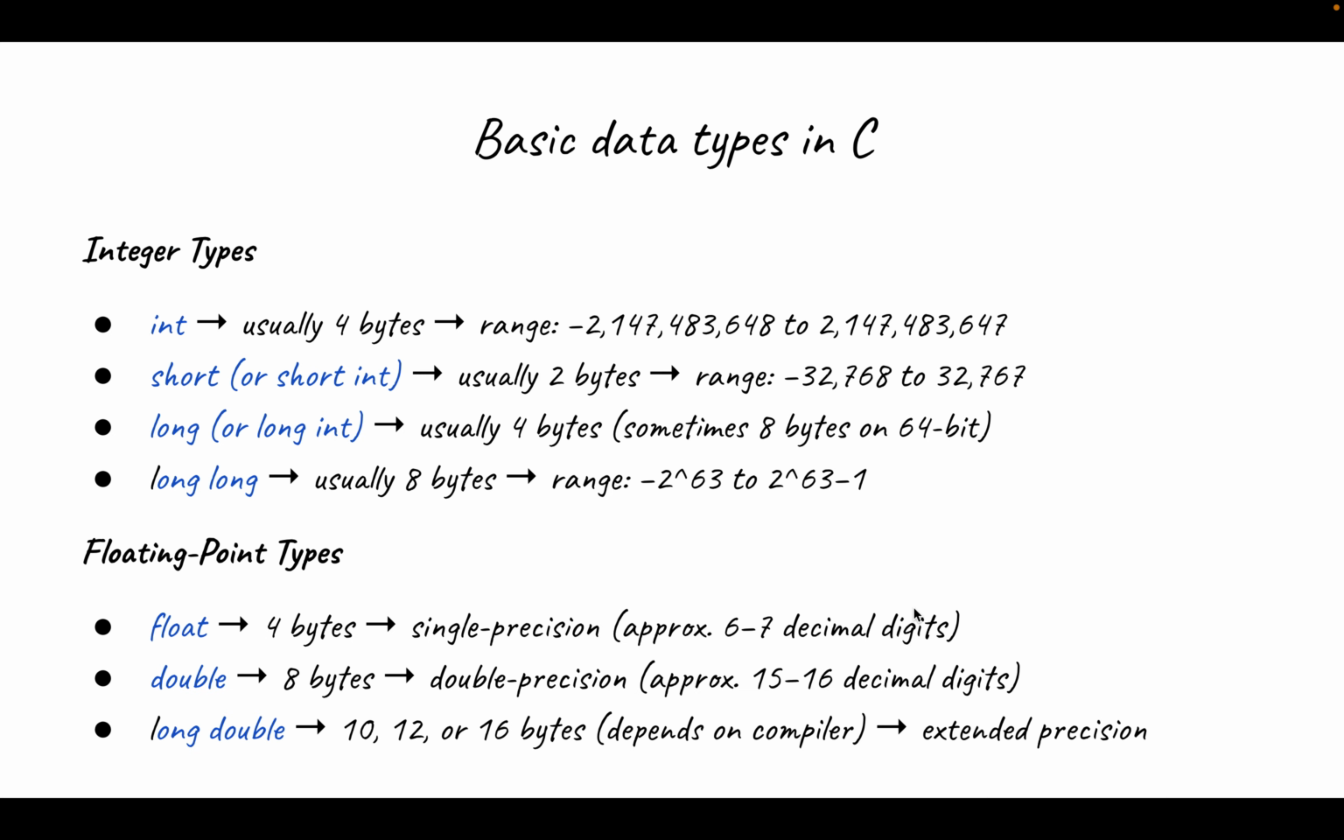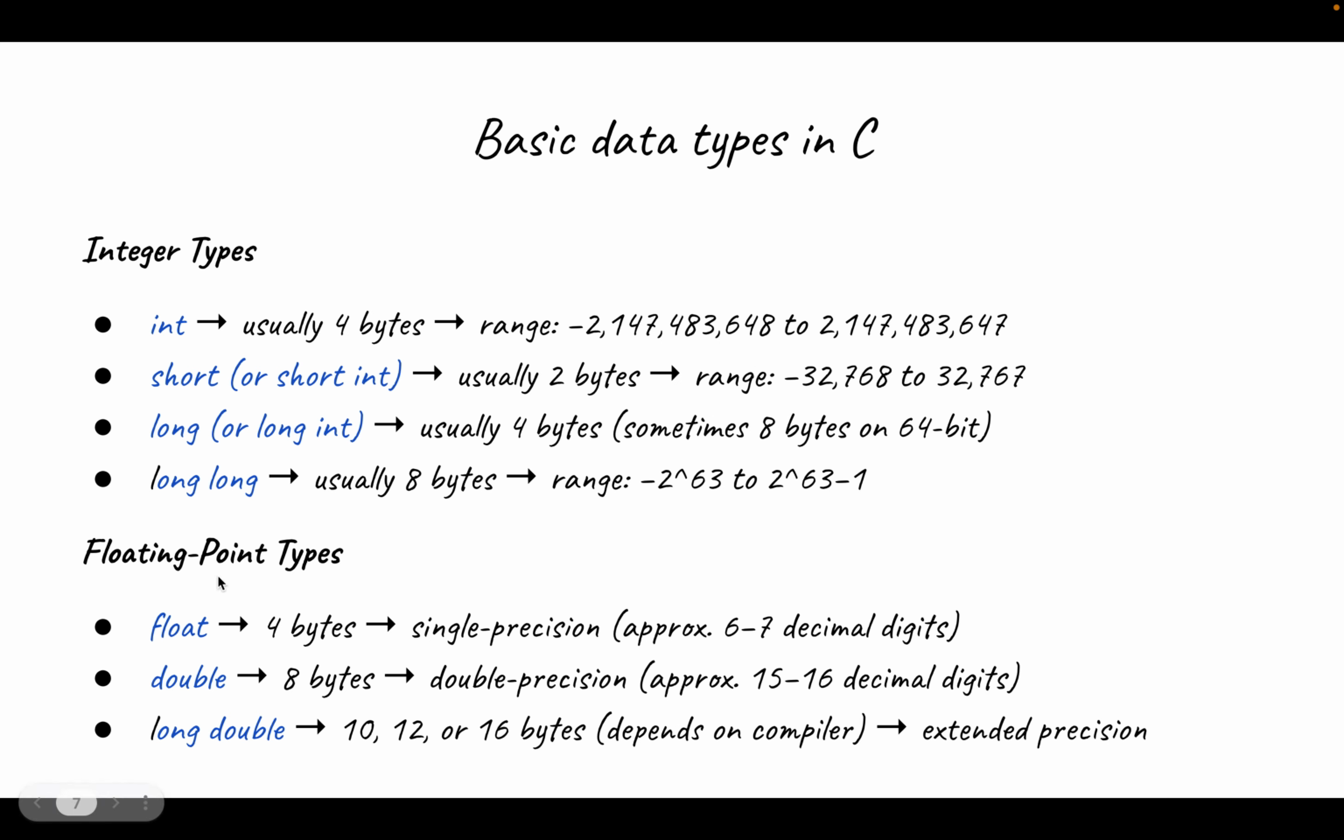Basic data types in C. There are many data types like integer types, floating types, character types. So we are discussing integer types. The data types for integers are int, short, long, long long. Int is usually 4 bytes, range from this to this. Short is usually 2 bytes, range from this to this. Long is usually 4 bytes, sometimes 8 bytes on 64 bits. Long long is usually 8 bytes, range from this to this.